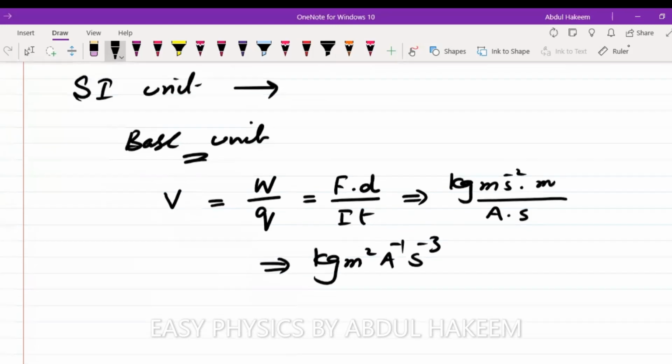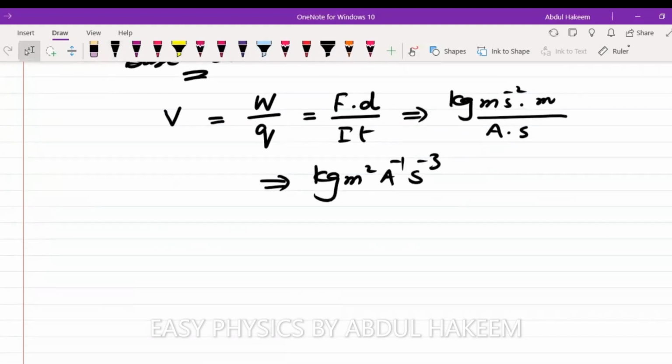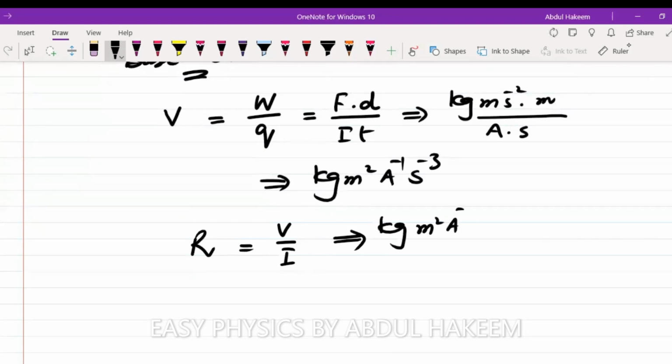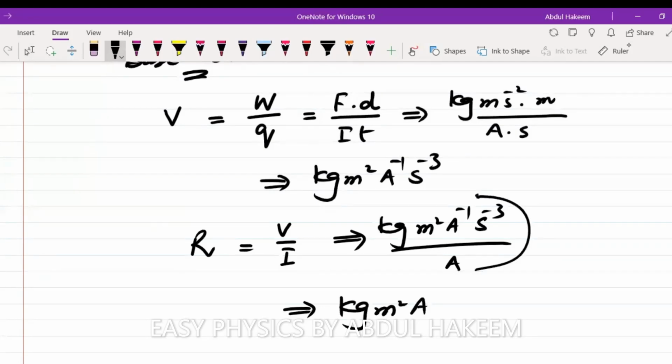This is one of the examples. And then if resistance is considered, resistance is equal to V over I, meaning V is equal to IR. Resistance is measured in ohm, ohm is the SI unit. And for the base unit, this potential voltage has base unit kilogram meter square ampere power minus 1 second power minus 3, divided by current ampere. So finally we can write kilogram meter square ampere power minus 2 and second power minus 3.